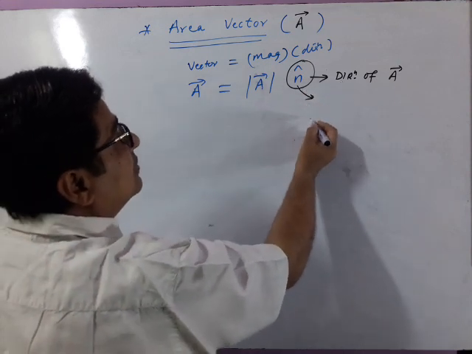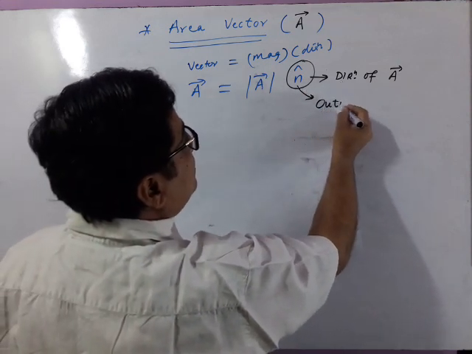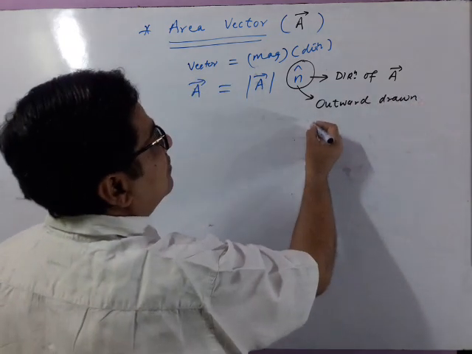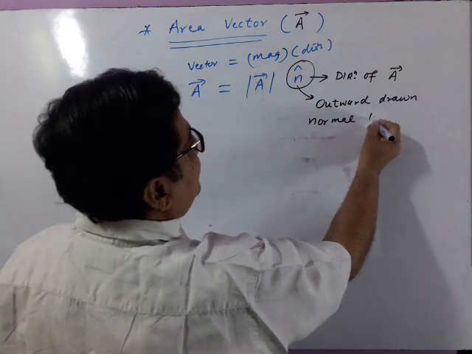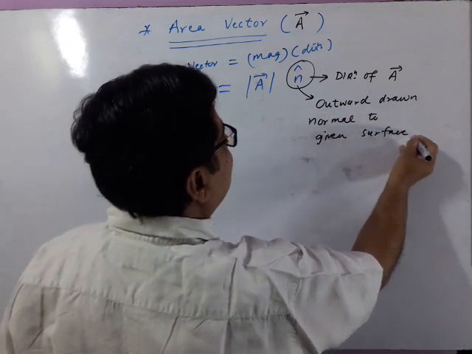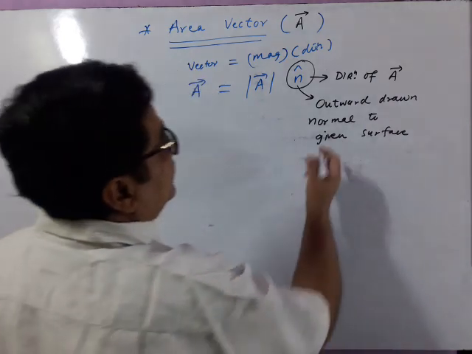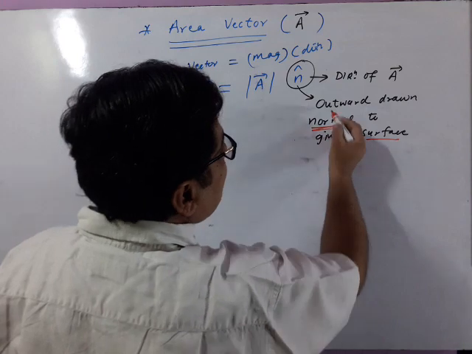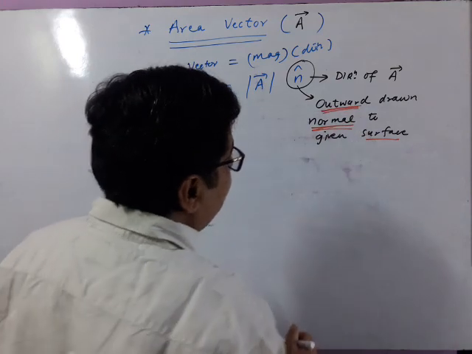How to find it out? It is the outward drawn normal to the given surface. It will be normal, perpendicular to the surface, as well as it will be outward.